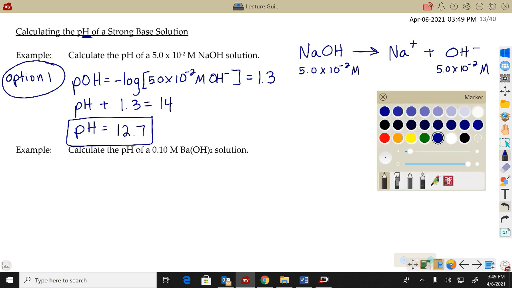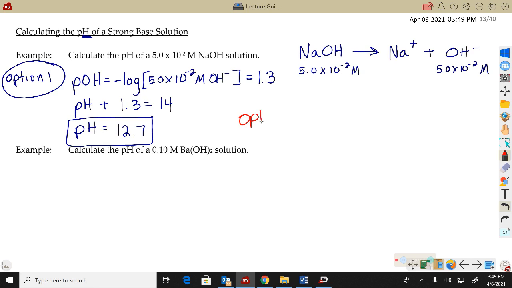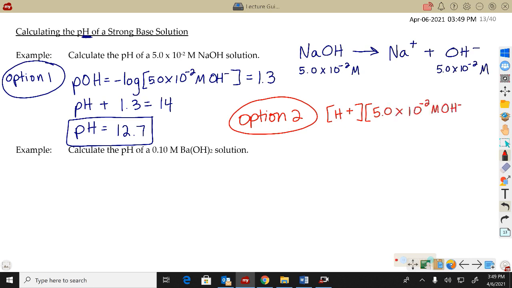The other option, so here's option 2. See which one you like better. Option 2 would be to calculate the hydrogen concentration. So we could use that equation, hydrogen times hydroxide, which is what I have, equals 10 to the negative 14th. Then I'm directly calculating the hydrogen concentration. So I could say 10 to the negative 14th divided by 5 times 10 to the negative second. That gives me 2 times 10 to the negative 13th.